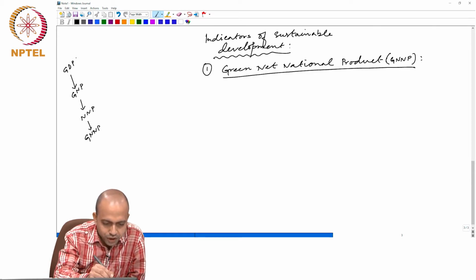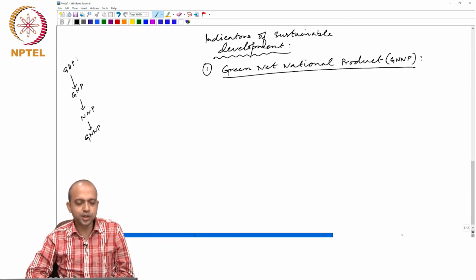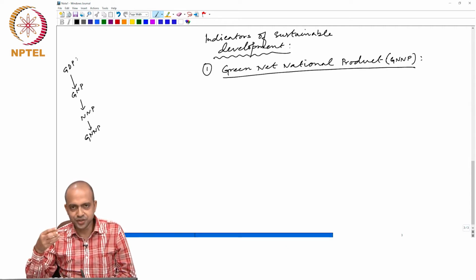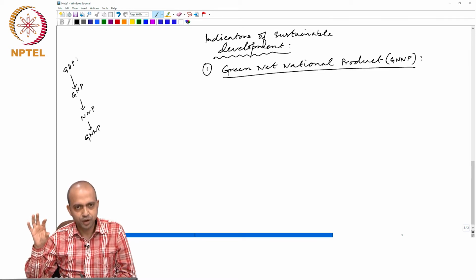Okay. Now, what is GDP? GDP is the most popularly used indicator to measure a nation's income. Okay, a nation's income. How do you define this? GDP is defined as the total market value of goods and services produced. Let us say we are talking about India's GDP. So, then how do you define India's GDP?